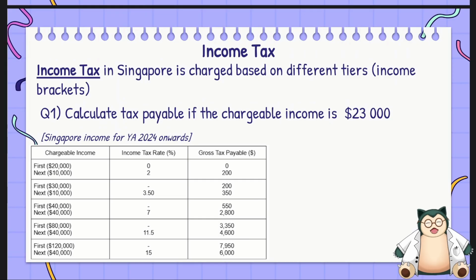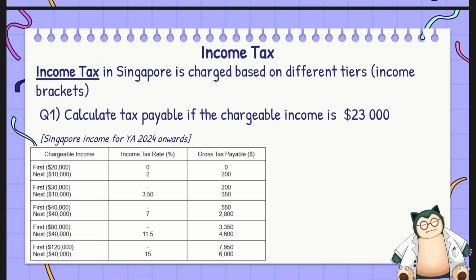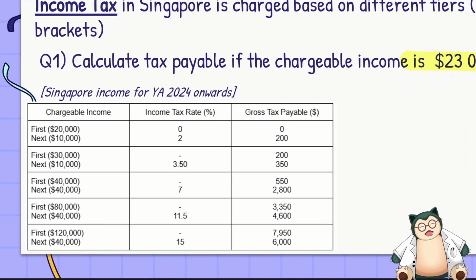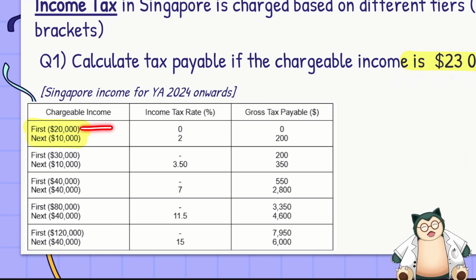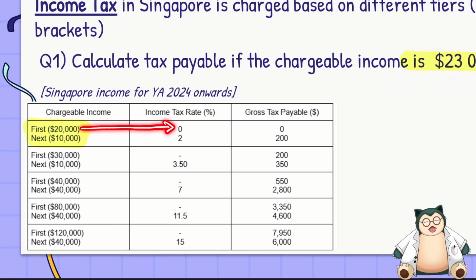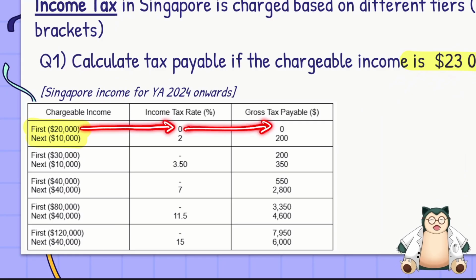Okay, now let's look at a more realistic example of how the income tax is given in our year of assessment 2024 onwards. Okay, let's say you earn $23,000 this year. Okay, let's look at this table. So $23,000 lies in which one? So most of you have spotted this is the income bracket that you fall into. For the first $20,000, the income tax rate is 0%. So if you charge 0% of 20,000, you get 0 taxable dollars.